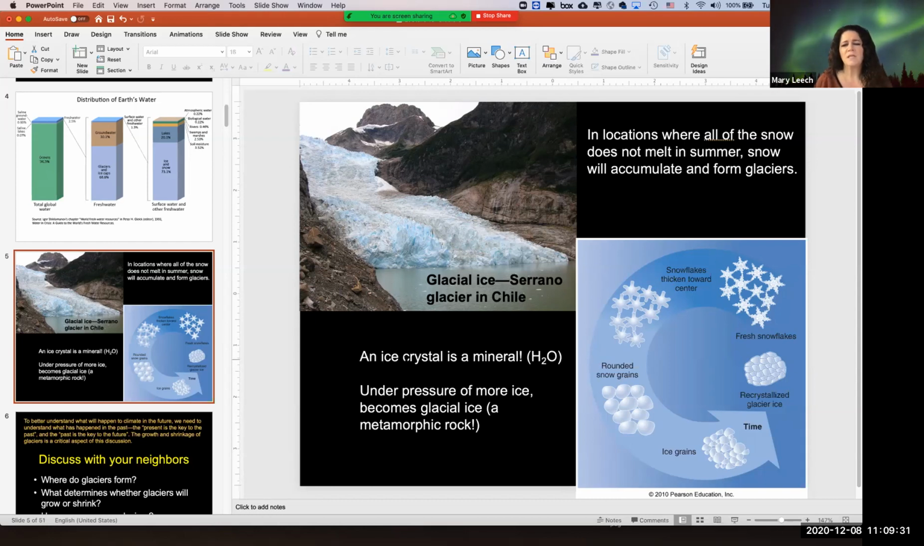So this ice, the water ice, goes under a kind of metamorphosis, kind of like a rock, but it is not a metamorphic rock. I would not call that. I think they're saying it is actually a metamorphic rock. I don't think I would call it a rock.